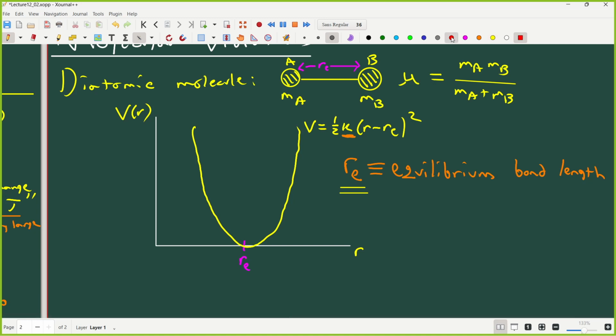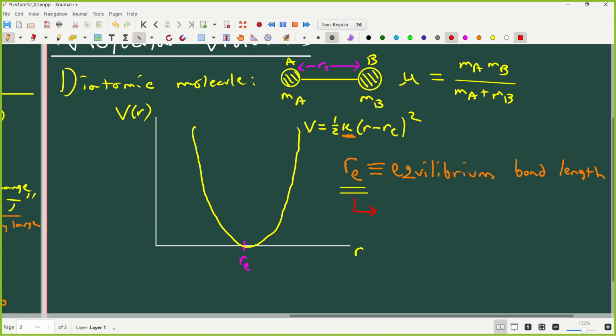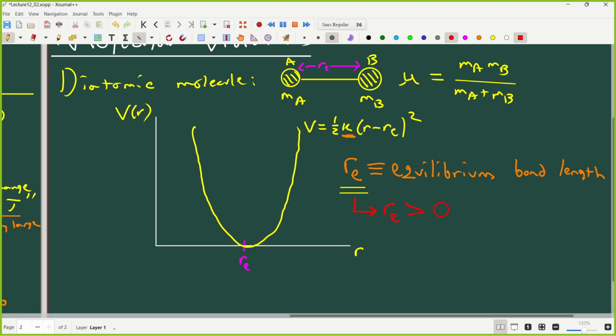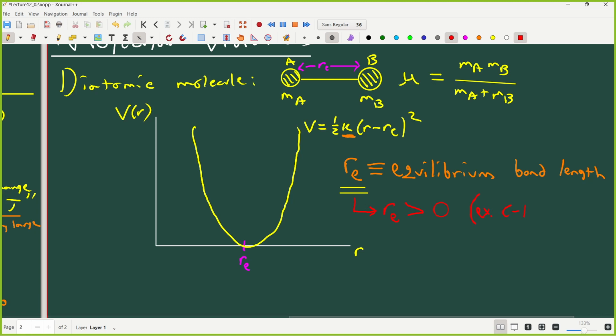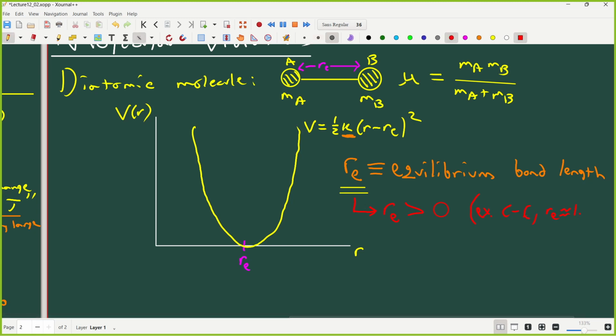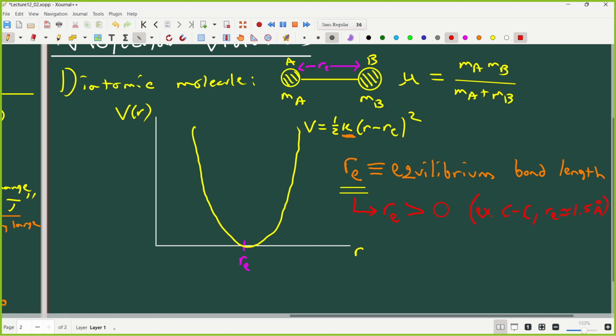Keep things consistent. And of course, because it's a chemical bond length, it's obviously got to be greater than 0. An example is that for a carbon-carbon bond, the equilibrium bond length is around 1.5 angstroms. So it's a strictly positive number.